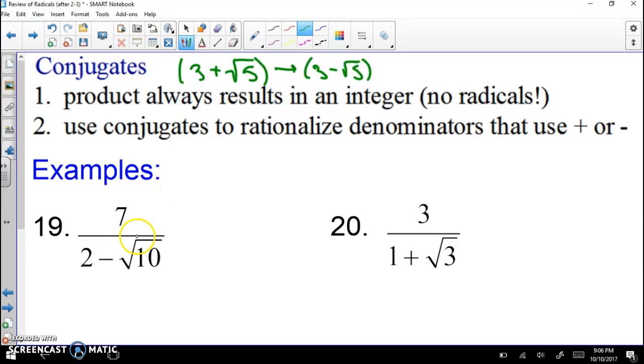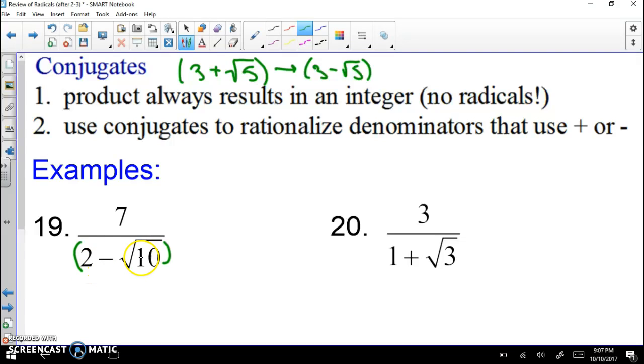If we look at our first example here, we have 7 over 2 minus the square root of 10. Now, what we cannot do is just multiply by the square root of 10, because we'd be going back and forth, back and forth, but still having a radical. So what we need to do is multiply by the conjugate. Now, what you'll see is I put my expression inside parentheses, because if you're multiplying a binomial by a binomial, you're going to have to FOIL.